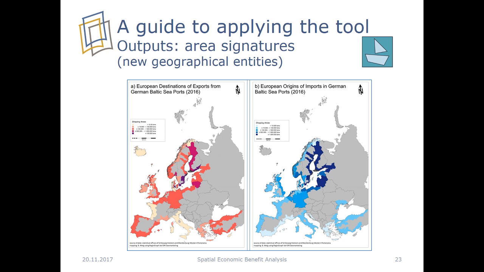Just like in the last example, the different colored gradations indicate a certain range. In this case, regions with a similar amount of goods exported to the German Baltic Sea region or imported from the German Baltic Sea region are clustered within one category.